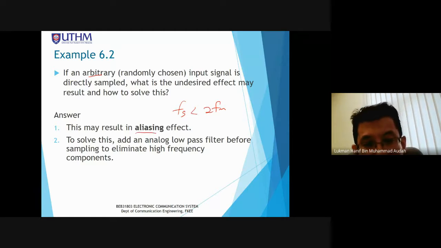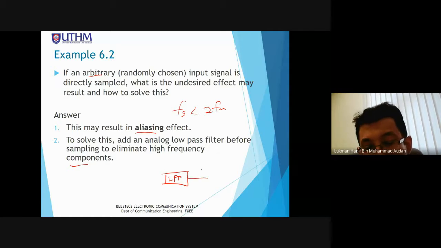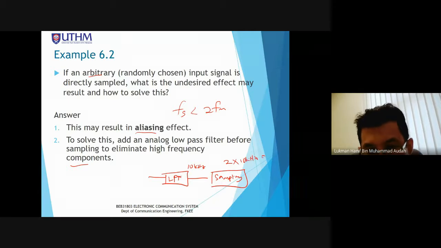So to solve this problem, add an analog low pass filter before sampling to eliminate high frequency component. Maknanya, kalau kita ada low pass filter, kita dah boleh setkan berapakah maximum frequency output di sini, sebelum kita buat proses sampling. So low pass filter, for example, akan cut off pada frequency 10 kHz. That means kita dah tahu keluarannya tidak akan lebih daripada 10 kilo. So we can sample at minimum 2 times 10 kHz, so that means 20K.